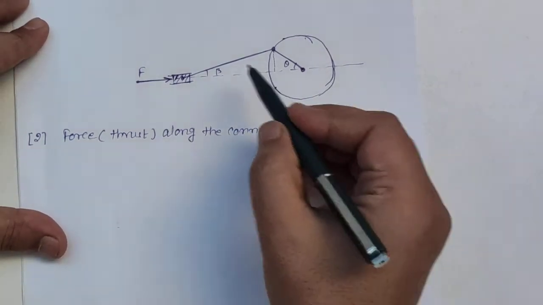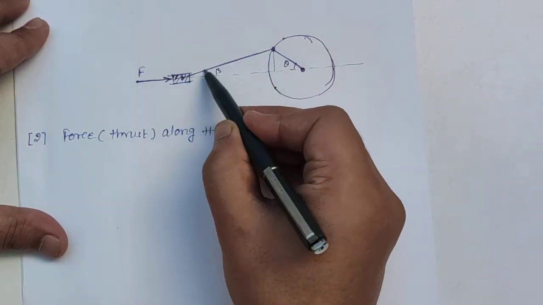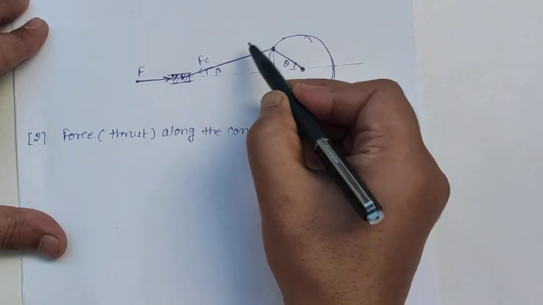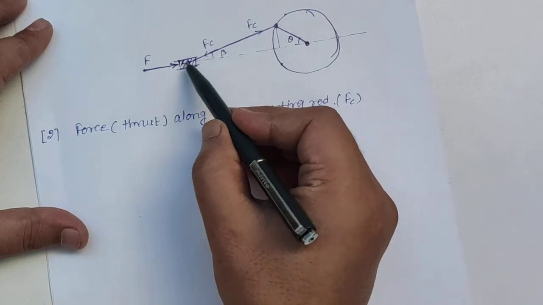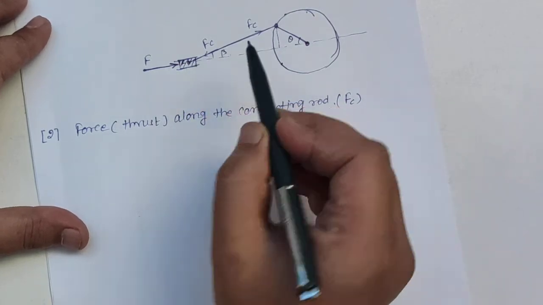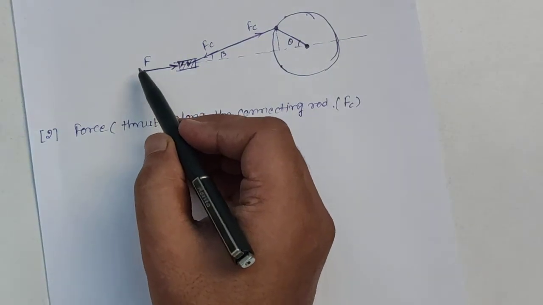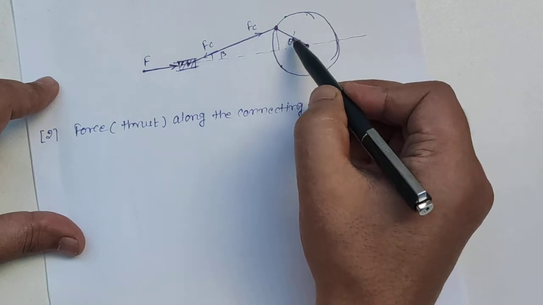Okay, along the connecting rod, this is the connecting rod, and this force is acting along the connecting rod. Let's say the force acting along the connecting rod is FC. FC we can calculate with the help of crank effort. First we have calculated the crank effort. This angle beta is given, this R is given.